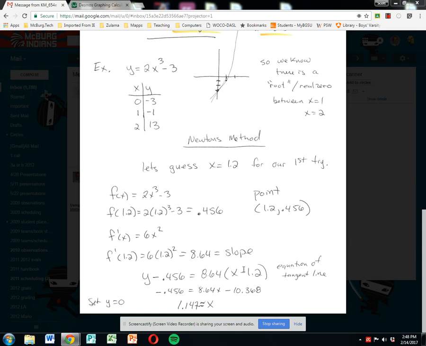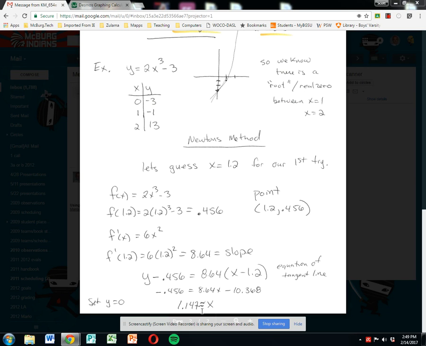With the point and the slope, we can come up with the equation of the tangent line. That's y minus 0.456 equals 8.64 times (x minus 1.2), which was our x value. Now that we've got the equation of the tangent line, we can set y equal to 0. We don't have to solve this for anything. We just set y equal to 0. So basically, negative 0.456 equals 8.64x minus 10.368. This is just 8.64 distributed over the 1.2. I do a two-step equation and find that x is actually closer to 1.147, and this would be my next guess.